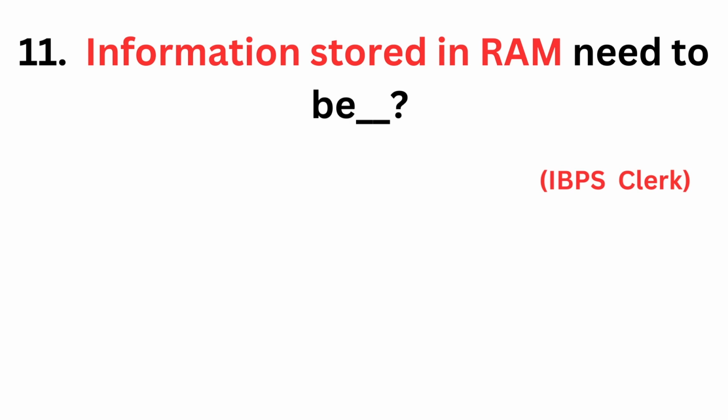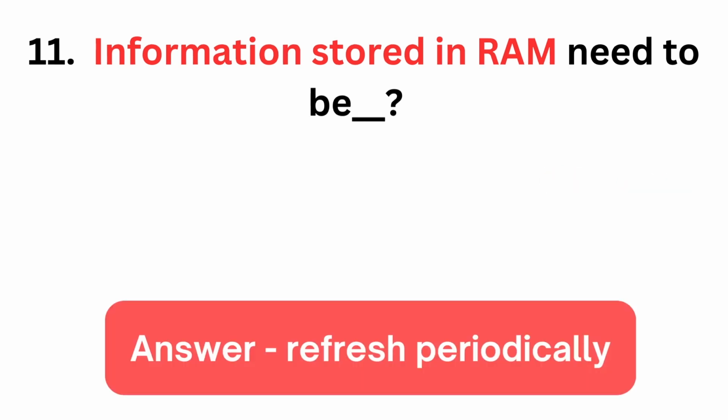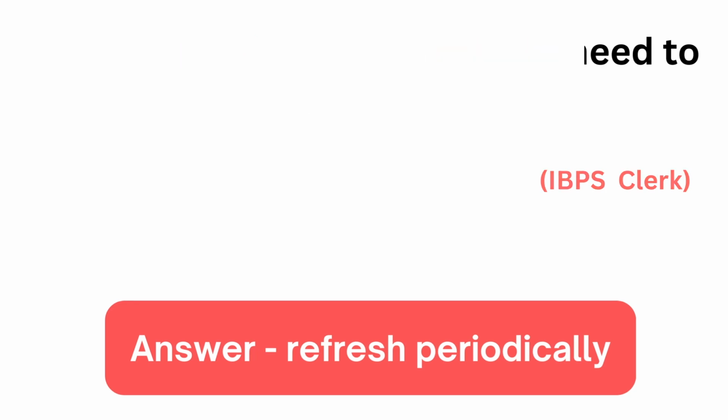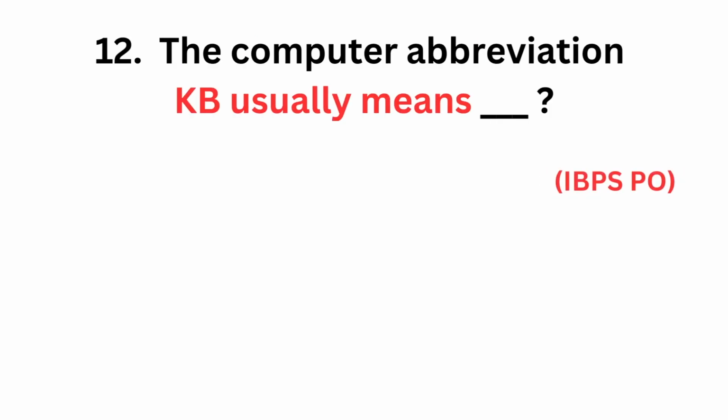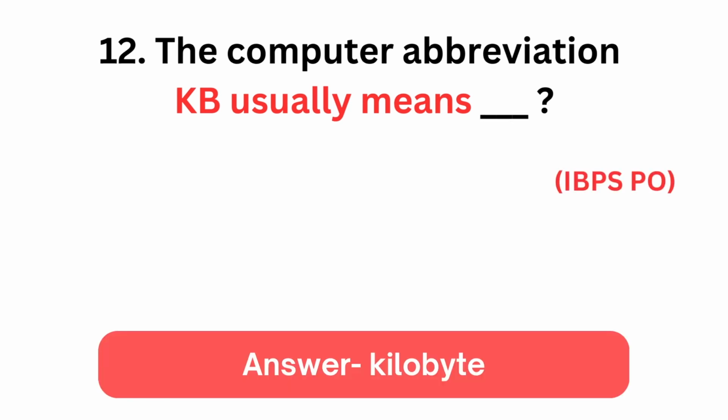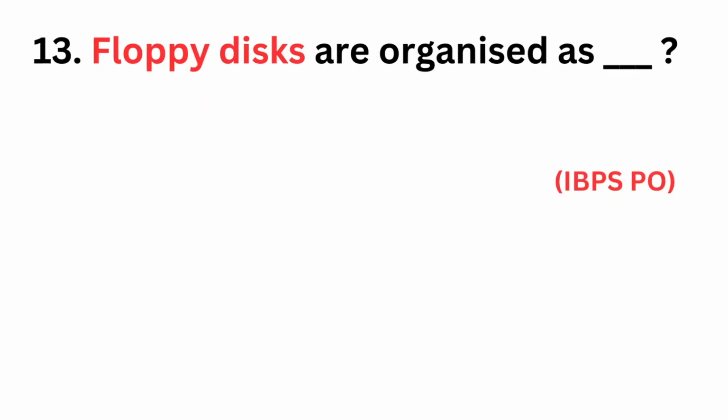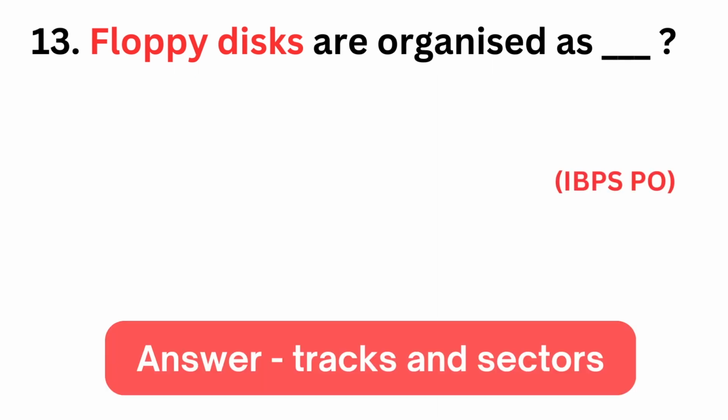Information stored in RAM needs to be what? Refreshed periodically. The computer abbreviation KB usually means what? Kilobyte. Floppy disks are organized as what? Tracks and sectors.